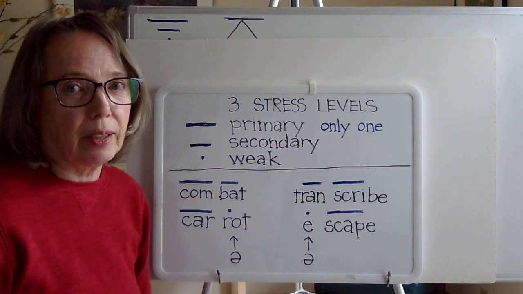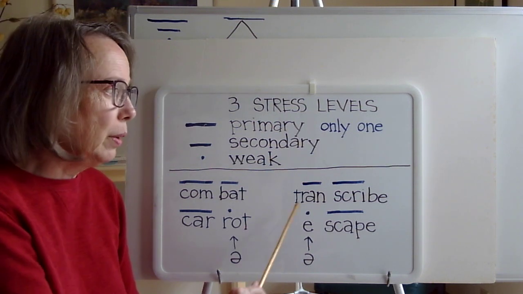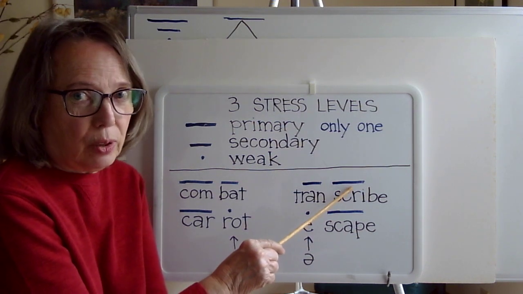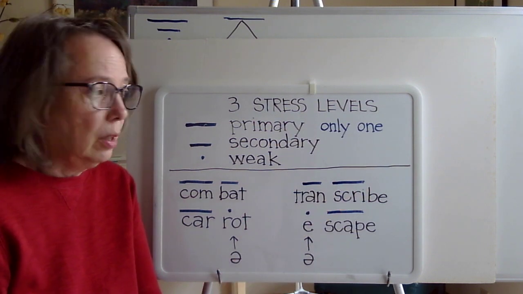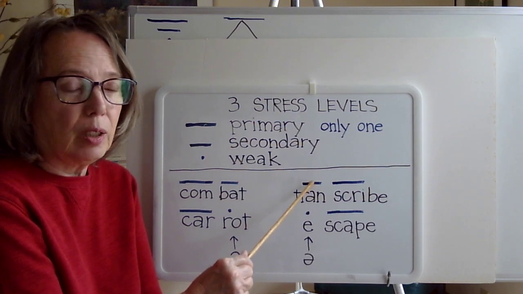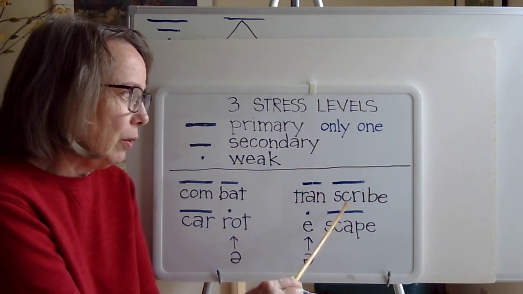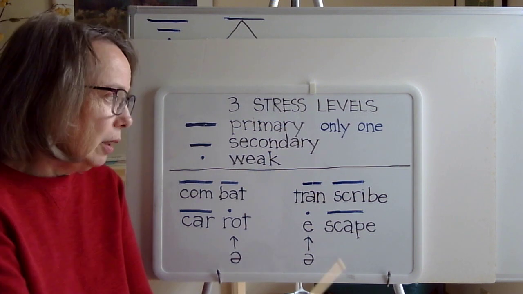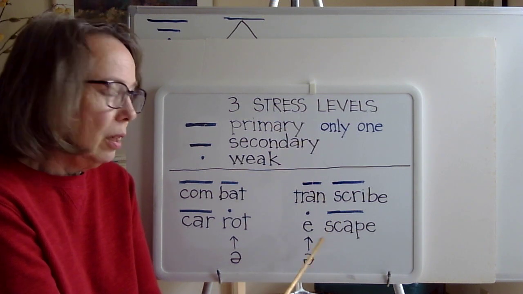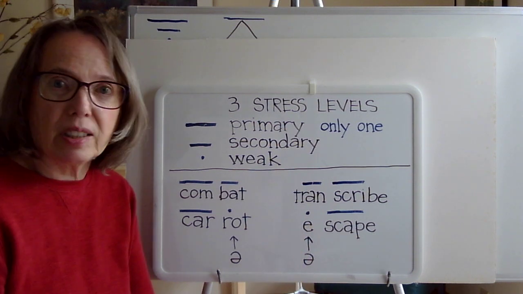Of course, we don't have to have the primary stress syllable always the first syllable. It can be a later syllable. So here we have the primary stress on the second syllable, and we have the secondary stress on the first syllable. Transcribe, transcribe. These two have full vowels, but here we have a weak and the strongest primary syllable. Escape, escape. And you can hear the schwa here. Escape.